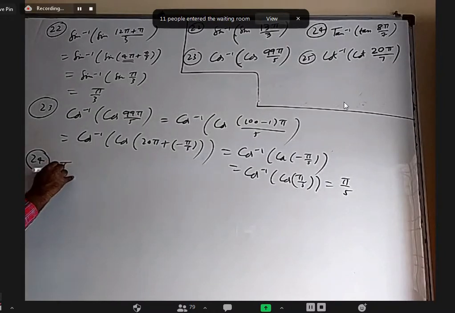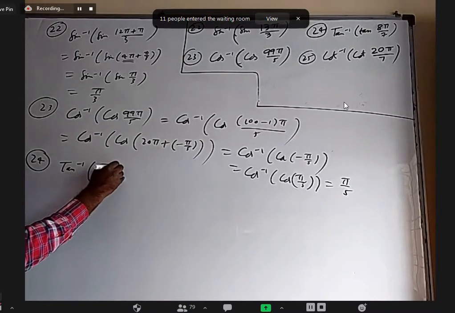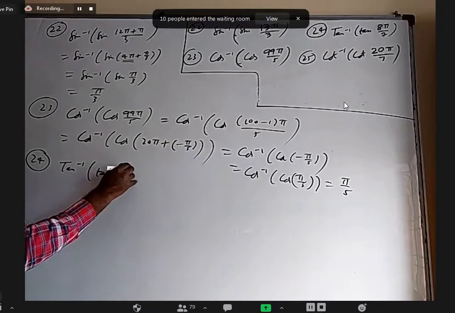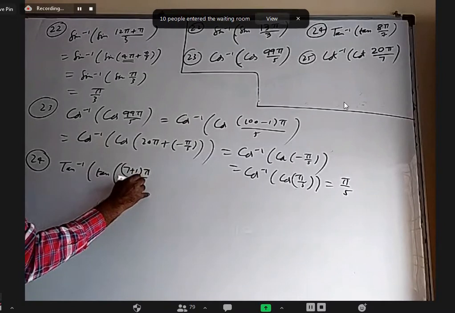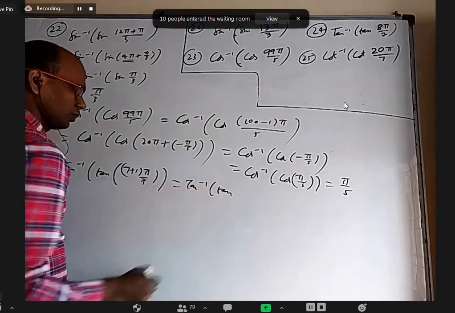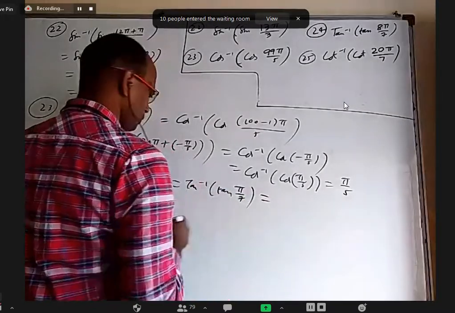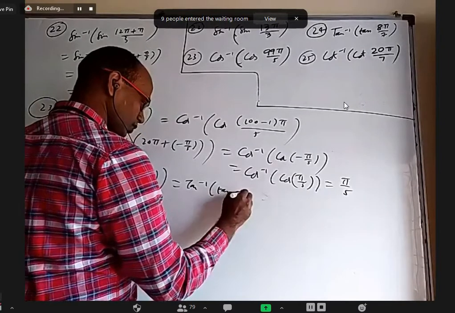Okay. Pi by 7, sir. Yeah, directly 8 pi by 7, you can write as 7 plus 1 and pi by 7. Tan inverse tan of pi plus pi by 7, third quadrant, so it is positive.